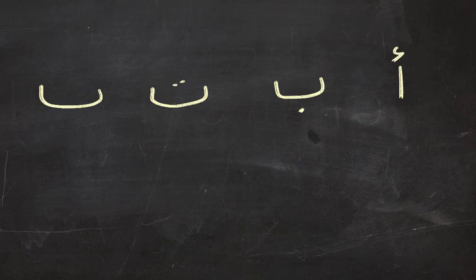Alright, so let's get started with the first group of letters. Now, for today's lesson, I have divided the letters that we're going to talk about into 2 groups. The first group will be made up of 4 letters, Alif, Ba, Ta, and Tha. And we're going to start with the first letter of this group, Alif.